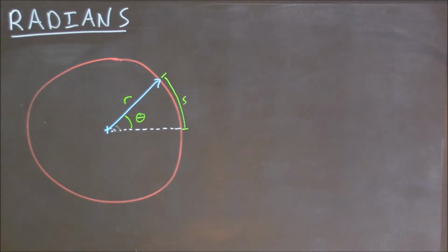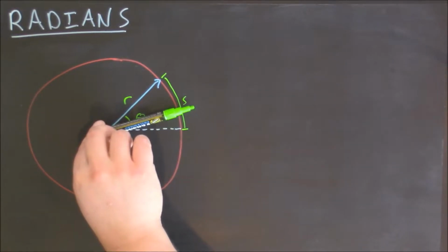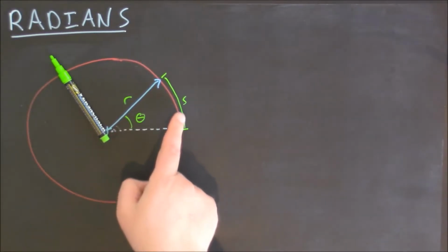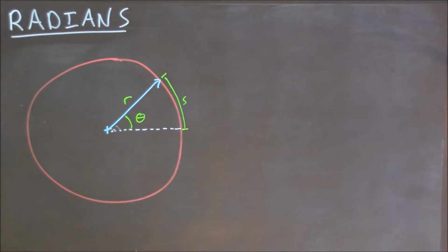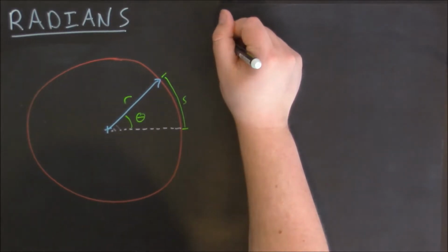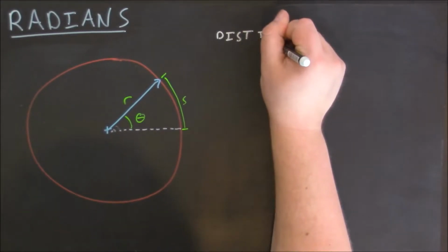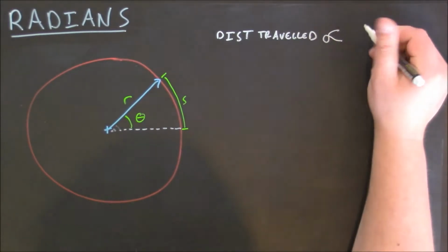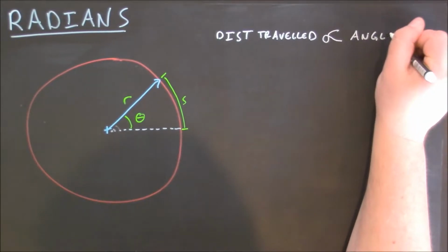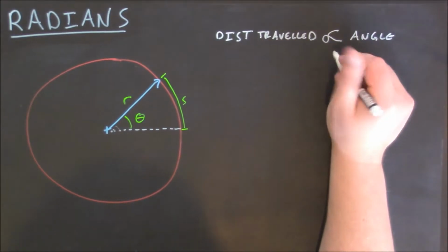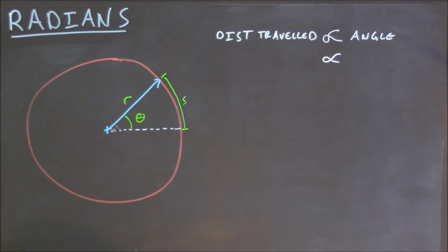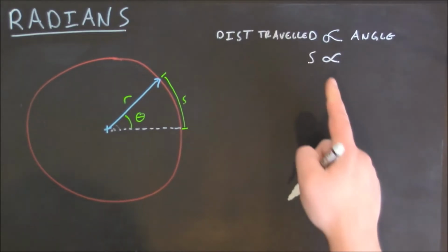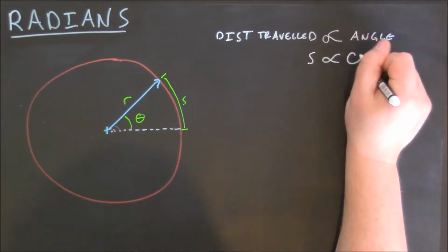S. Now we notice as we sweep from this reference point, not only does the angle swept get bigger, but so does the distance traveled around the edge of the circle. So we can say that the distance traveled is proportional to the angle. For those of you not familiar with it, this is a symbol for proportional. So we can say that the distance here, S, is proportional to the angle theta.